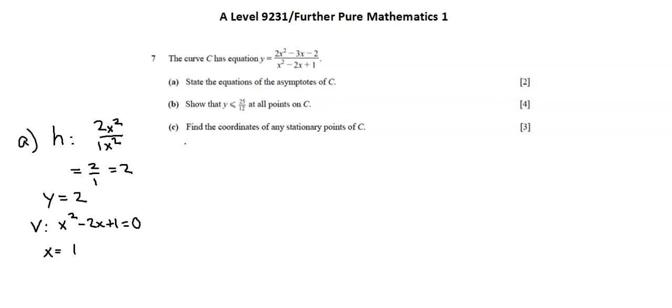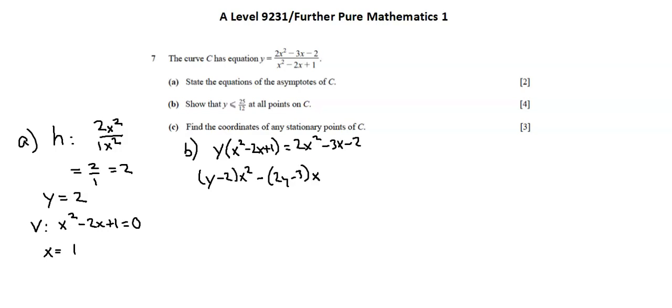On to requirement B. I'll work with a discriminant evaluation to work through B. I will cross multiply to get on the left side y times x squared minus 2x plus 1 equals 2x squared minus 3x minus 2. When I distribute the y and move the right side terms to the left, I end up with quadratic in x, y minus 2x squared minus 2y minus 3x plus y plus 2 equals 0.